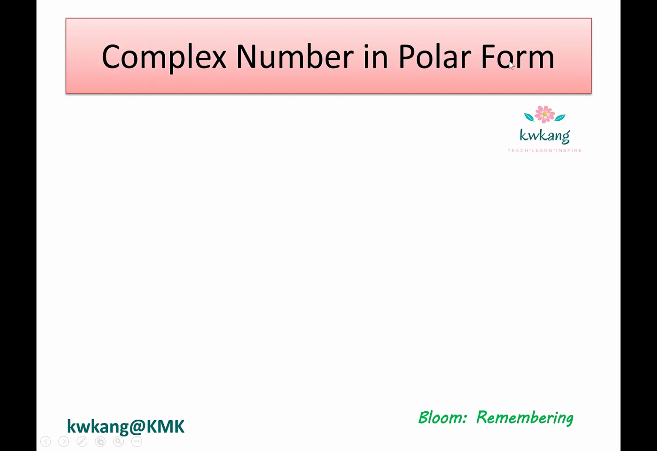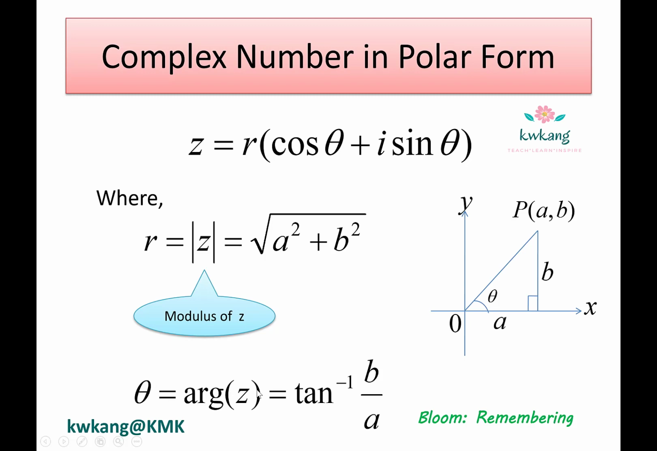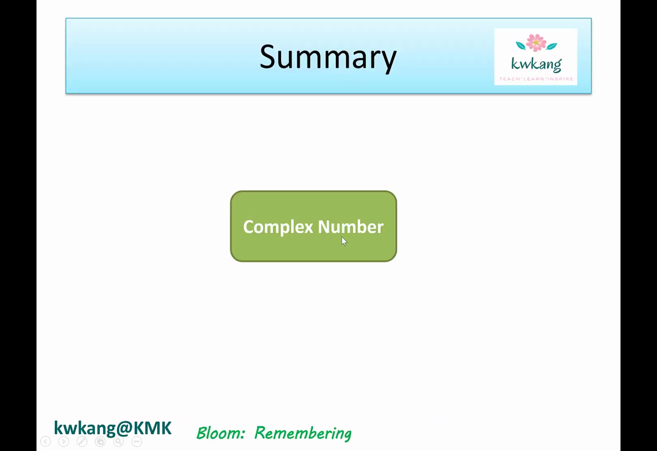Complex number in polar form. A complex number can be written in polar form, that is z equals r times (cos theta plus i sin theta), where r is the modulus of z. The formula is the square root of a squared plus b squared. Theta is the argument of z. The formula is arctangent b over a, where b is the constant from the imaginary part and a is the constant from the real part.